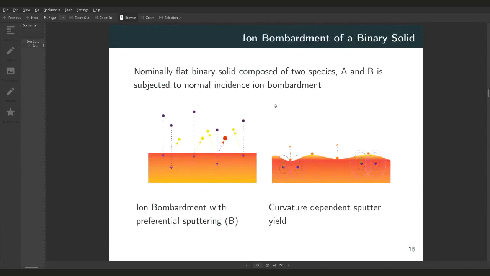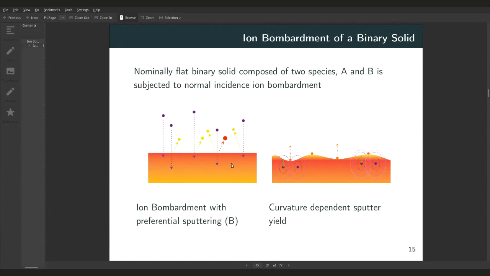Okay, so same idea here. We have now a different solid that we're bombarding with ions, but we're still bombarding with ions. Similar mechanisms are at play. So, for example, again, we're sputtering atoms off by bombarding with noble gas ions. We have curvature-dependent sputter yield.